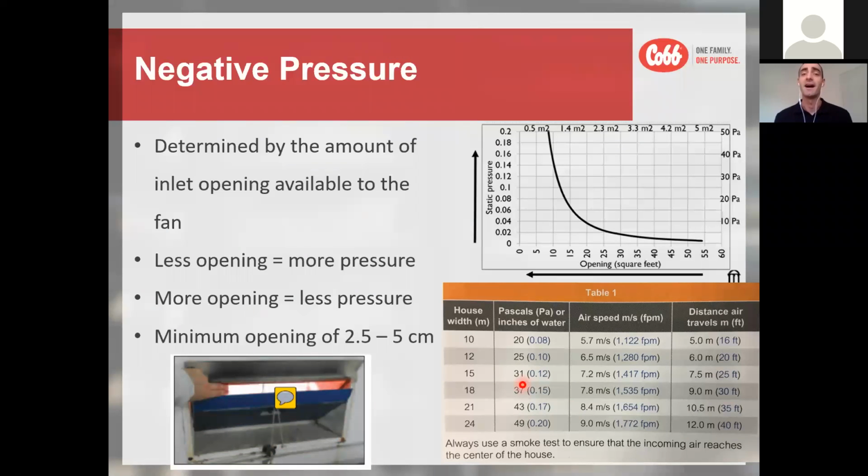That's perfect. However, you're not going to get the volume of air. You're not bringing enough air into your houses to make sure that it's fresh and to remove that moisture. So you need to have a minimum opening on your inlets of around 2.5 to 5 centimeters, or about 2 fingers width, as you can see from this picture.